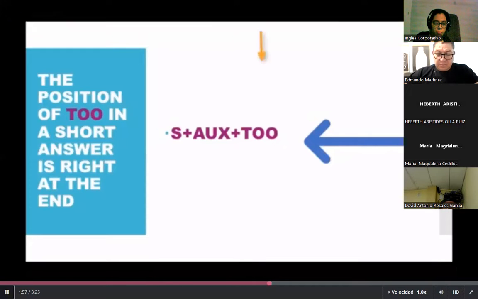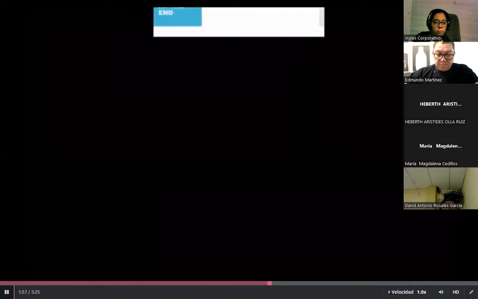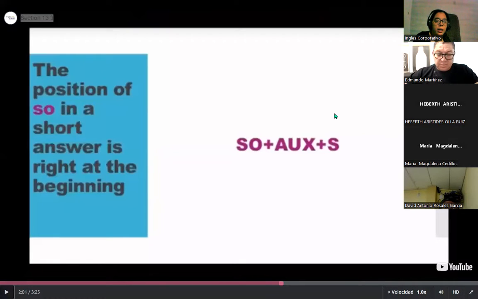Auxiliary, two. The position of so is right at the beginning. The position of so in a short answer is right at the beginning. ¿A dónde voy a utilizar so, or in what position do I have to use so? At the beginning. Can I use it at the end? Is it possible to use it at the end? No, right. At the end is the subject. Excellent. Never at the end.